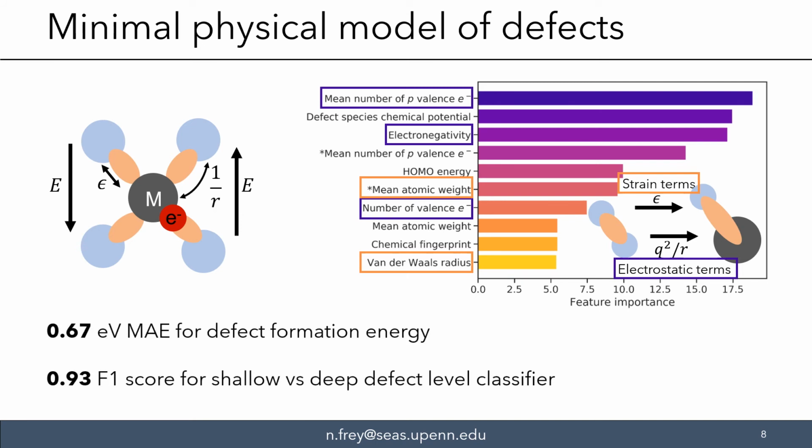Using these features in the model, we're able to get pretty good performance predicting the defect formation energy, at least good enough to sort of quantify whether a defect is likely to form or really not likely at all to form. And then we're able to do very well determining whether a defect will end up being a shallow or a deep level.